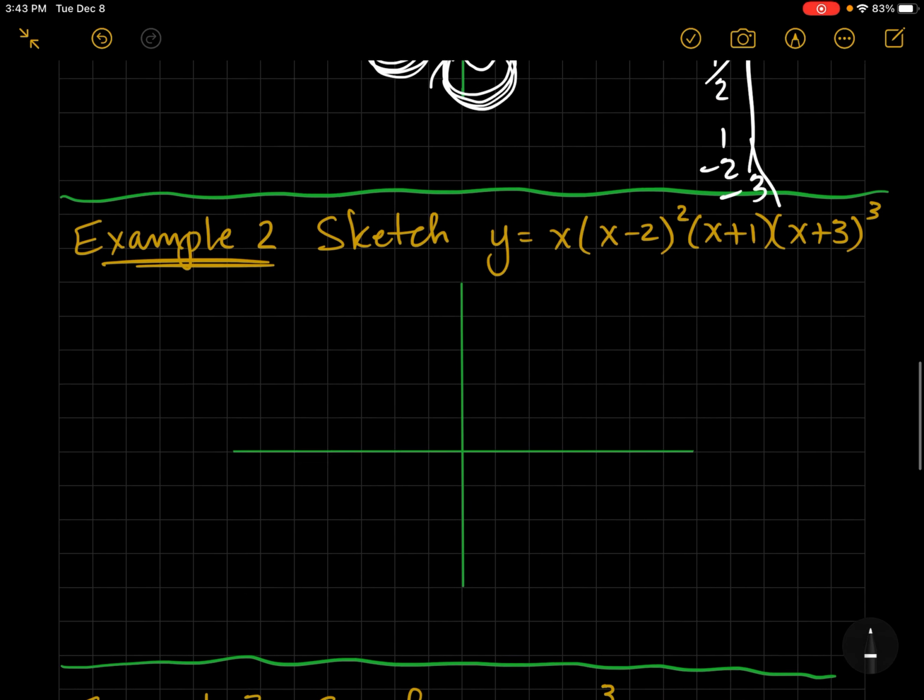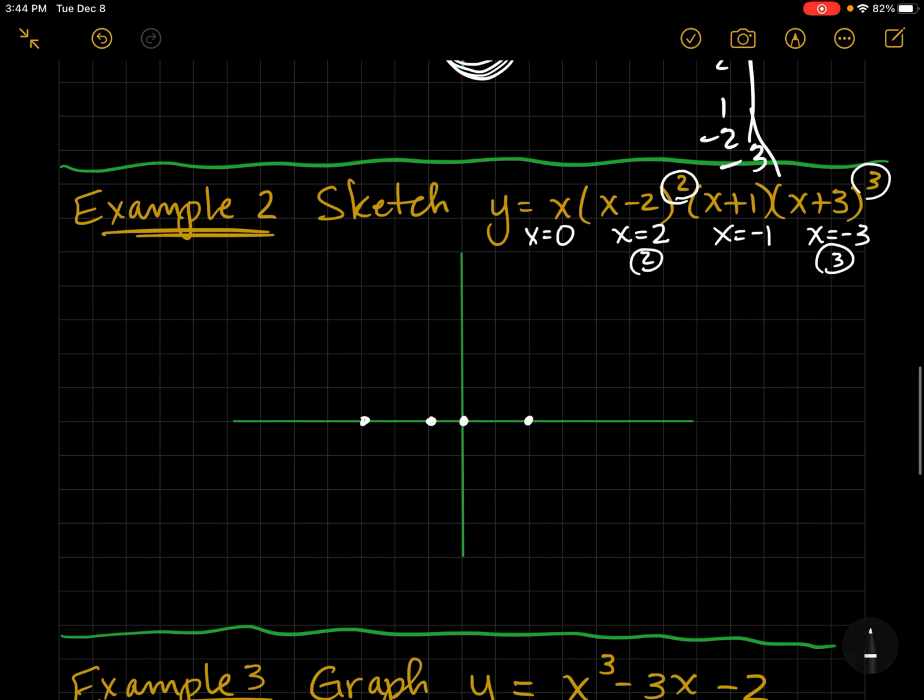Let's try this skill again. This one, again, is already factored. So if we look here, our intercepts are 0, positive 2, negative 1, and negative 3. And here, I was fancy. That means the multiplicity is 2 on this one. So it repeated twice. This one has multiplicity 3. Okay, so we plot those points, 0, 2, negative 1, and negative 3.